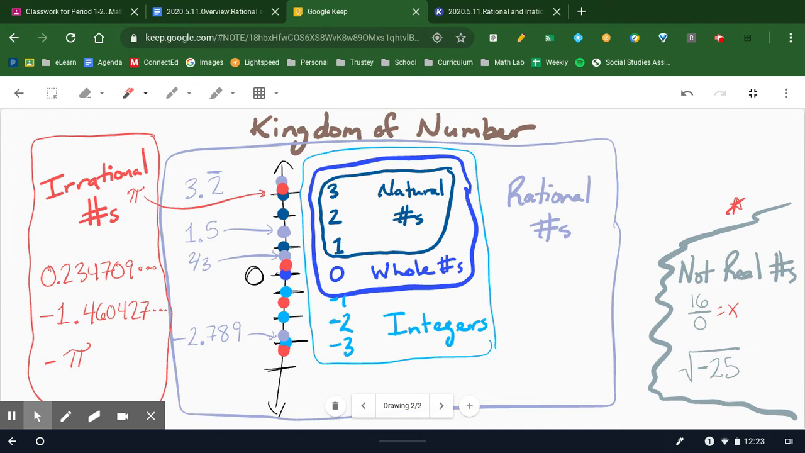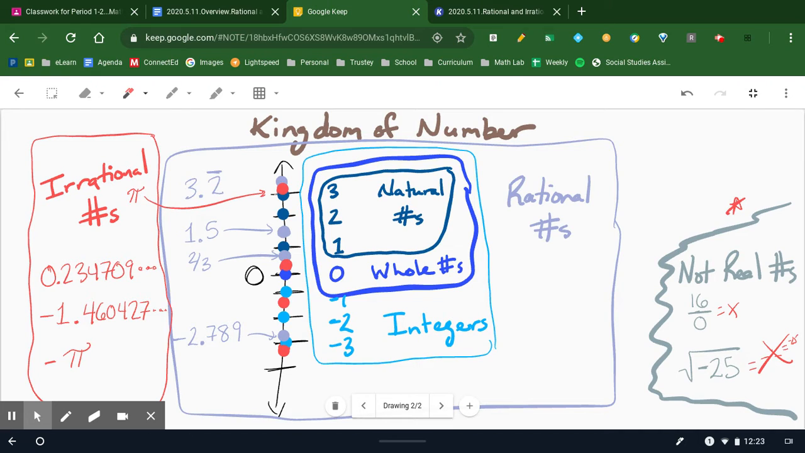Or the square root of negative 25. What number times itself is equal to a negative? No, you can't do that either. So there are numbers out there that really are made up and don't exist in the real world as we know it. So those numbers are not real at all.